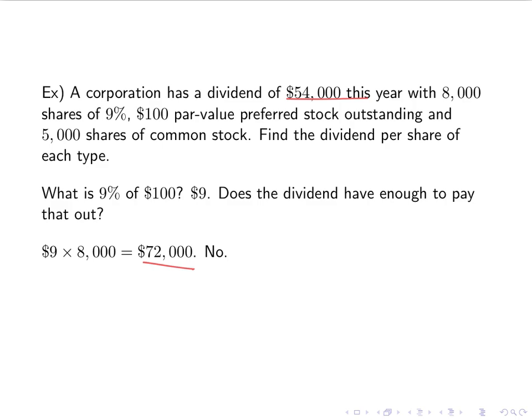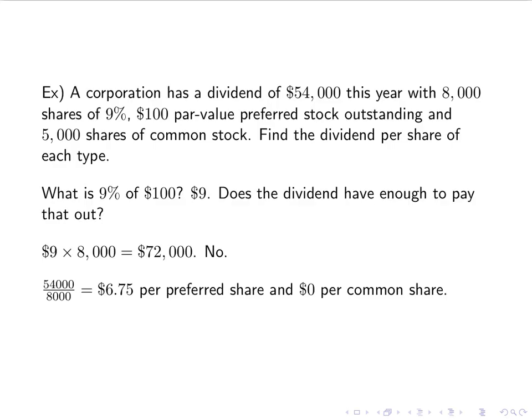divide by the number of shares of preferred stock. So 54,000 divided by 8,000, $6.75 per preferred share. There's nothing left over, so the common share gets nothing. Okay? So again, $6.75 per preferred, common share gets absolutely nothing. So that can be the case.